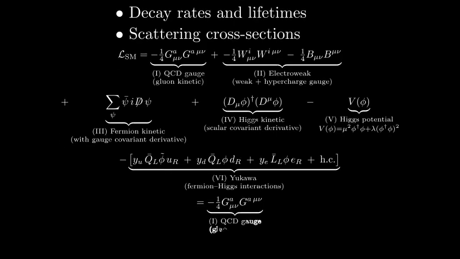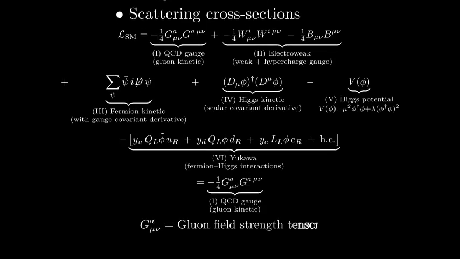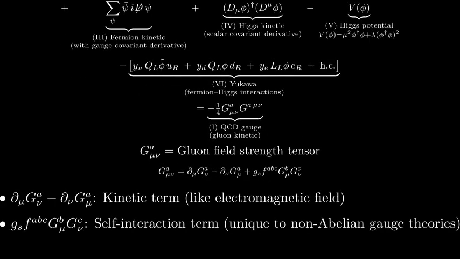This is the QCD gauge term, describing the kinetic energy and self-interactions of gluons. G superscript a, subscript mu nu, represents the gluon field strength tensor. It's defined as the partial derivative of the gluon field minus the partial derivative in the other direction, plus a term describing how gluons interact with themselves.